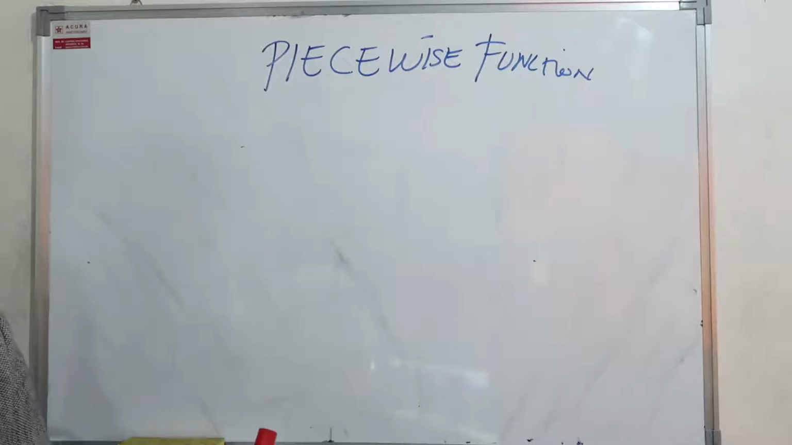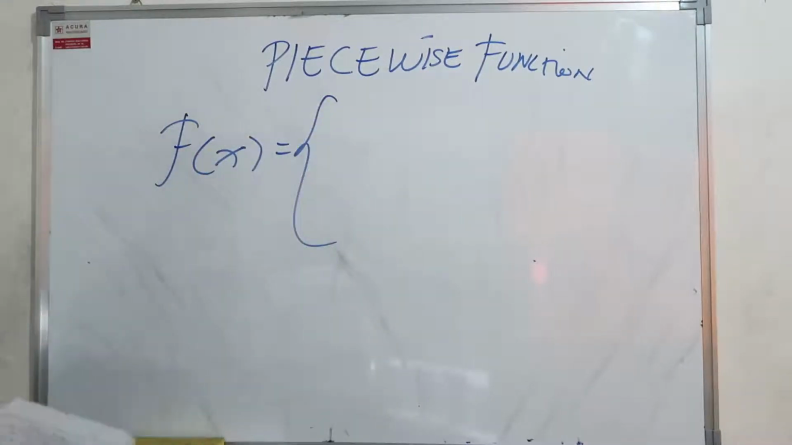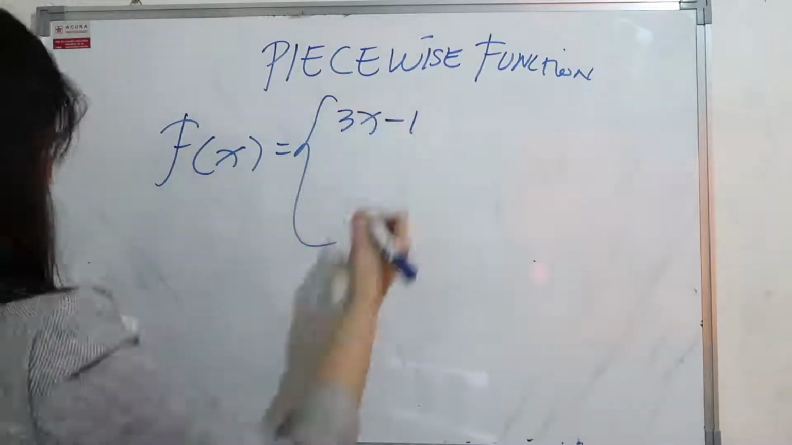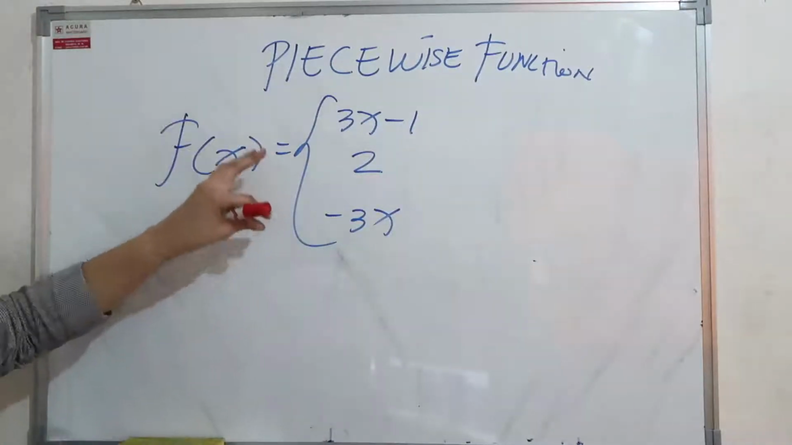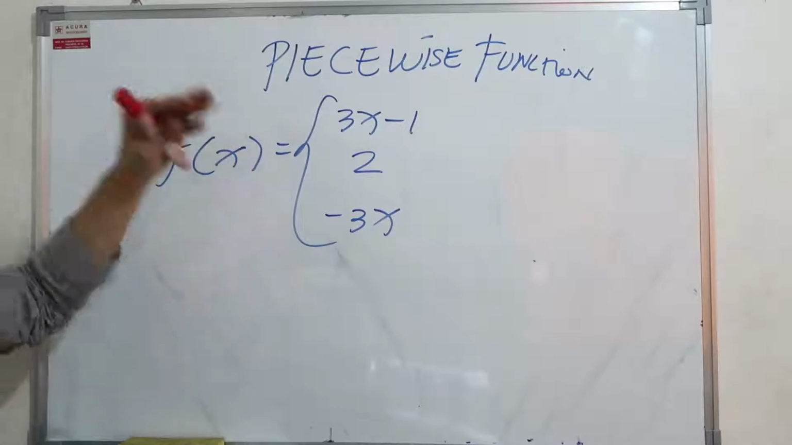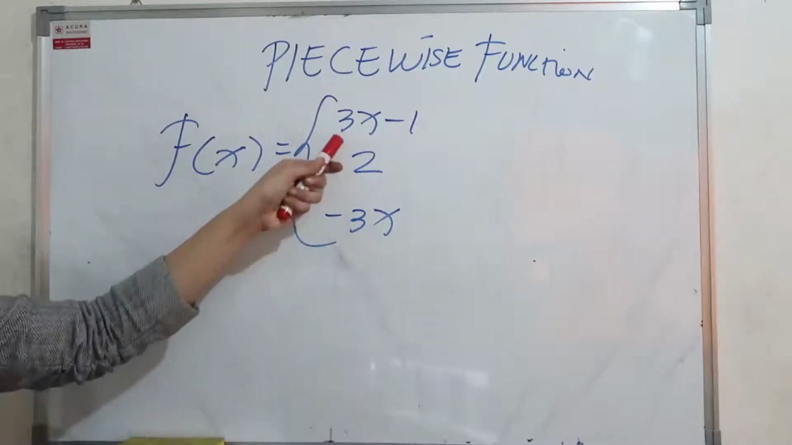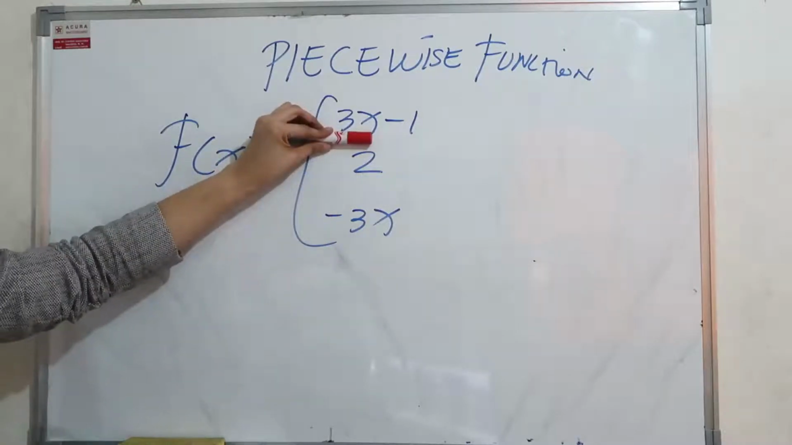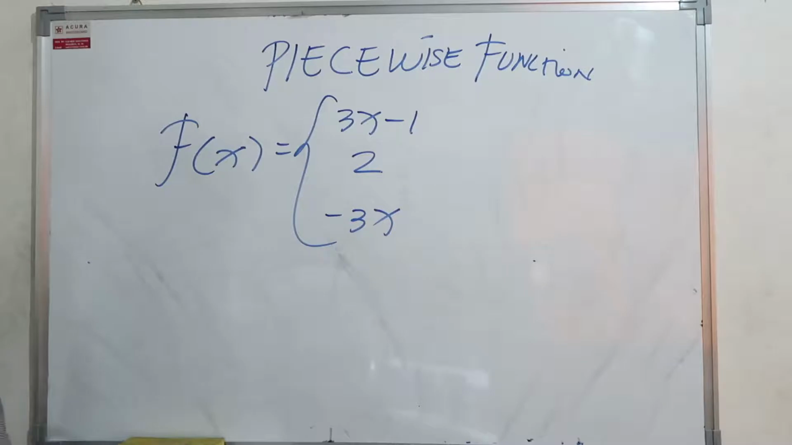When we say piecewise function, it is composed of two or more functions. So for example, f of x, we have 3x minus 1, 2, negative 3x. So this is an example of piecewise function. Why is it? When we say piecewise function, it contains two or more equations or functions. Okay? So this is your first function, second function, third function. So that's a piecewise function. How do we evaluate piecewise function?